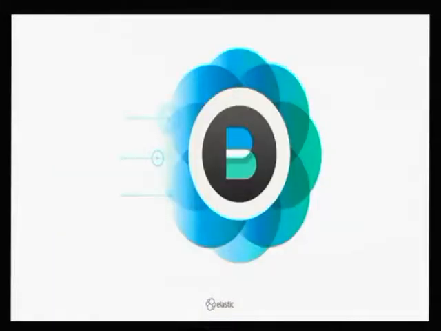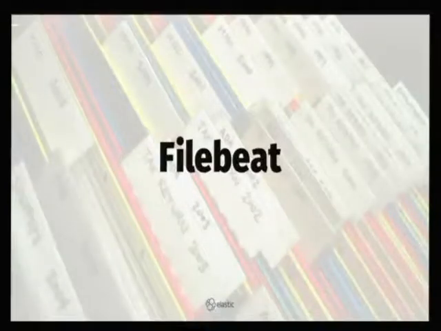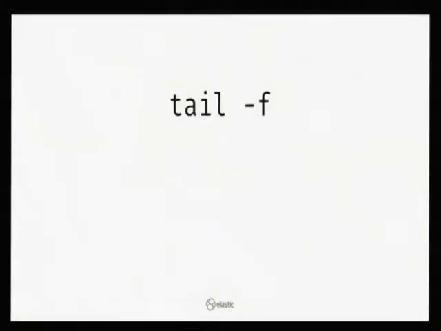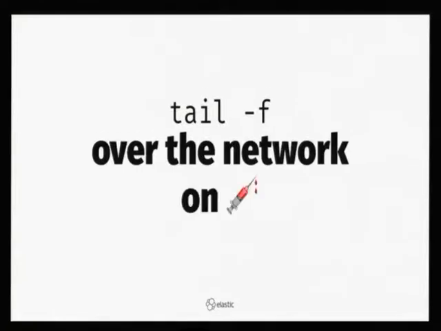So let's get back to containers and jump down to Beats and see what they're doing. The first beat we want to cover is FileBeat. I always explain it like it's tail -f over the network on steroids. That is kind of the idea of FileBeat. It's really just like tail -f. It's just taking something and sending it over the wire as quickly and as efficiently as possible.